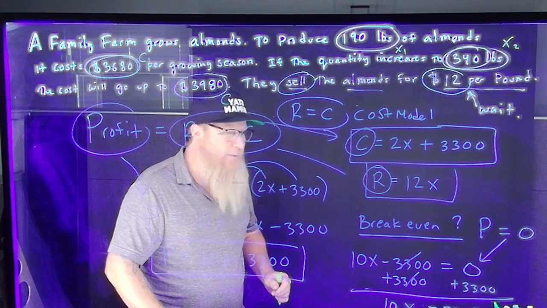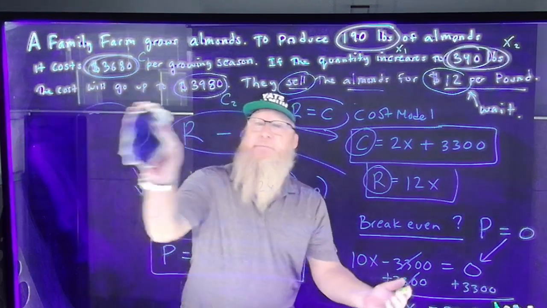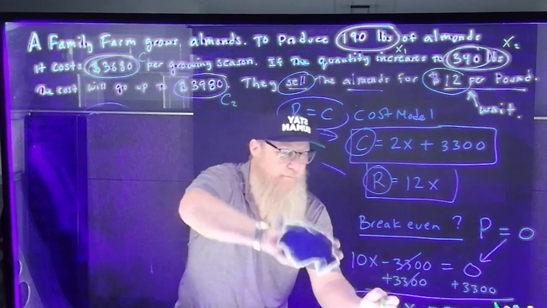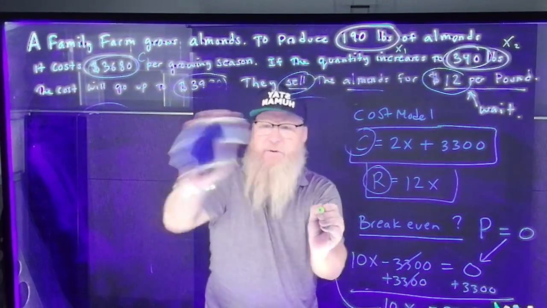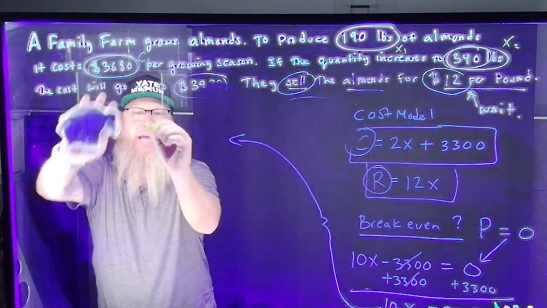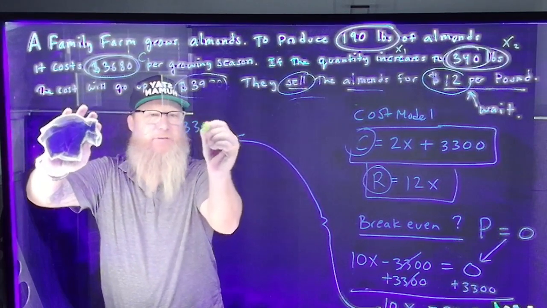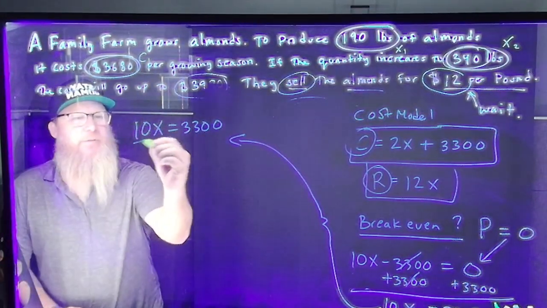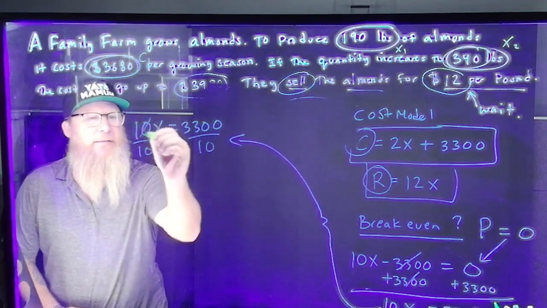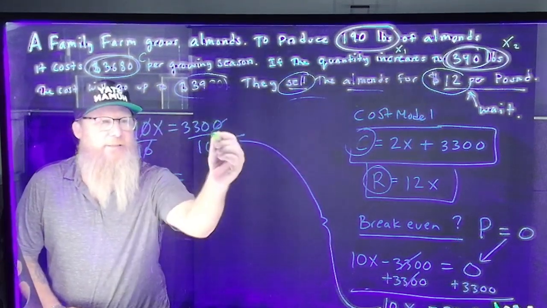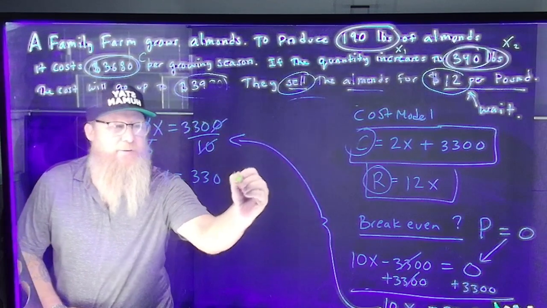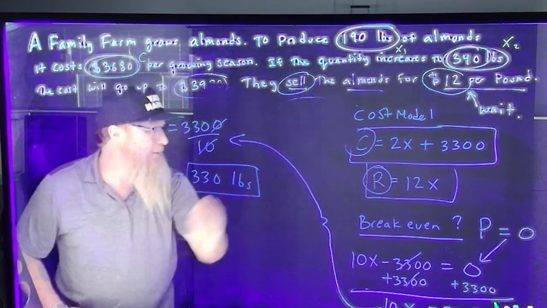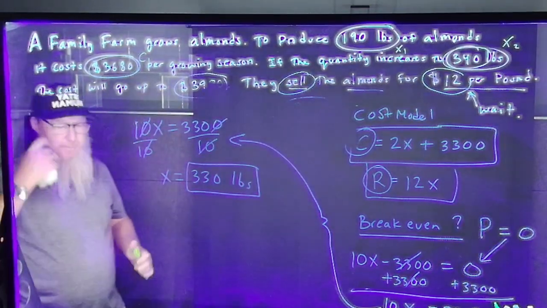I'm running out of space, aren't I? You can't see that because it's below the camera view, so I'm going to rewrite that. 10x is equal to 3,300. Divide both sides by 10. And just as I predicted, 330 pounds. So that's our break-even value.